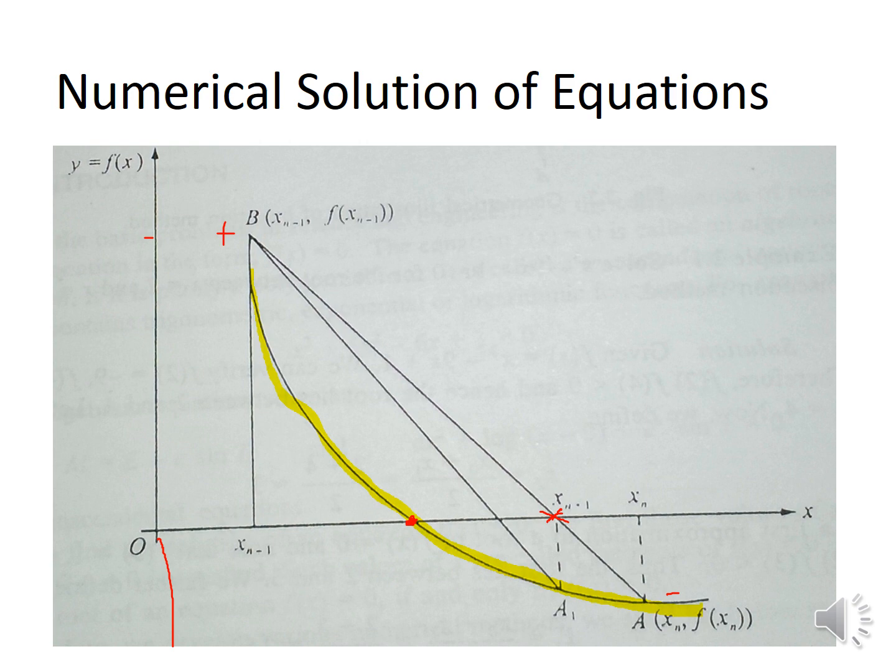And you substitute this x value into the original function, you will get this point. It's a negative value. So your root is between this point, xn minus 1 and xn plus 1, because here is plus, here is minus. And you name this point as A1.